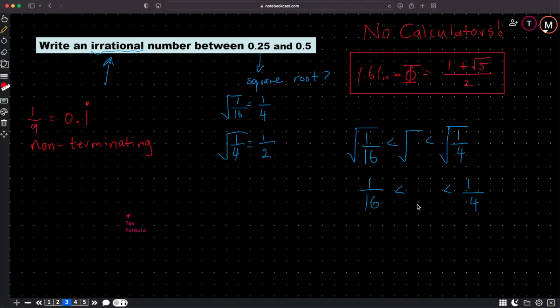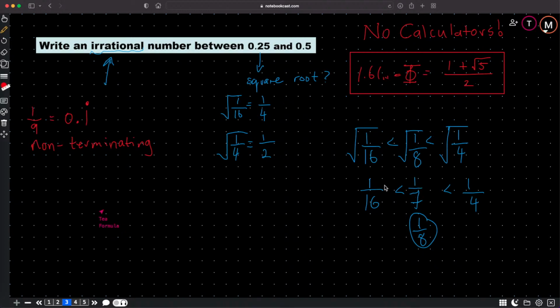Non-terminating, yeah. So a couple of good answers here. 1 over 7 or 1 over 8 I think would both qualify. So we could use 1 over 7 or 1 over 8, and I think they're both quite good. They're both going to be irrational. I'm going to use 1 over 8, but there's nothing wrong with 1 over 7 either.